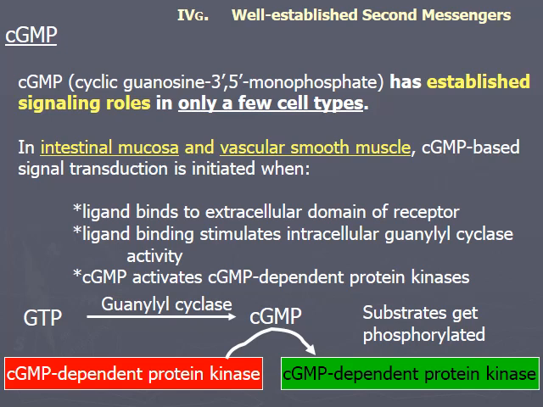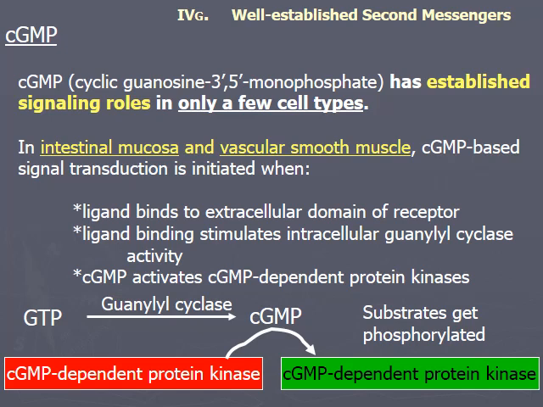Cyclic GMP, like its counterpart cyclic AMP, is a cyclic nucleotide. Right? It's a cyclic guanosine monophosphate, and it's cyclic because there's a phosphodiester bond that's making it a circle type of cyclic compound. But unlike cyclic AMP, cyclic GMP has really only been identified as a second messenger in a handful of cell types. Among these are the intestinal mucosal cells and the vascular smooth muscle.